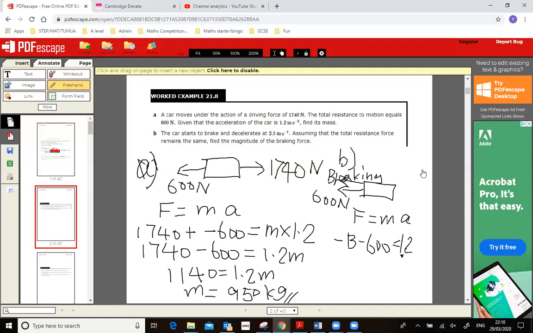Sorry, that's not 1.2, isn't it? Apologize. Let's get rid of this number. And the mass we have worked out before is actually 950. And then times by, now what is the acceleration? Well, here in the question it says it decelerates. So if it decelerates, that means it would be negative 2.5.